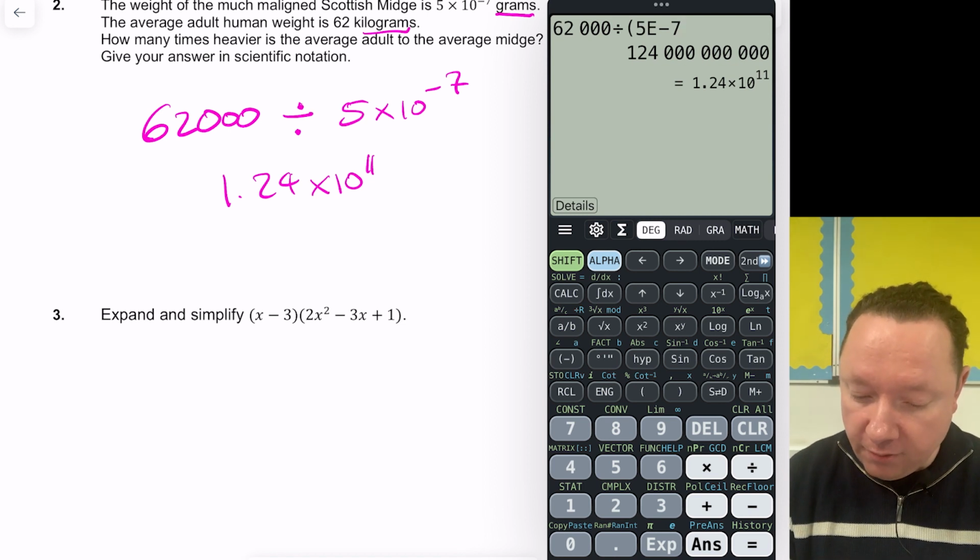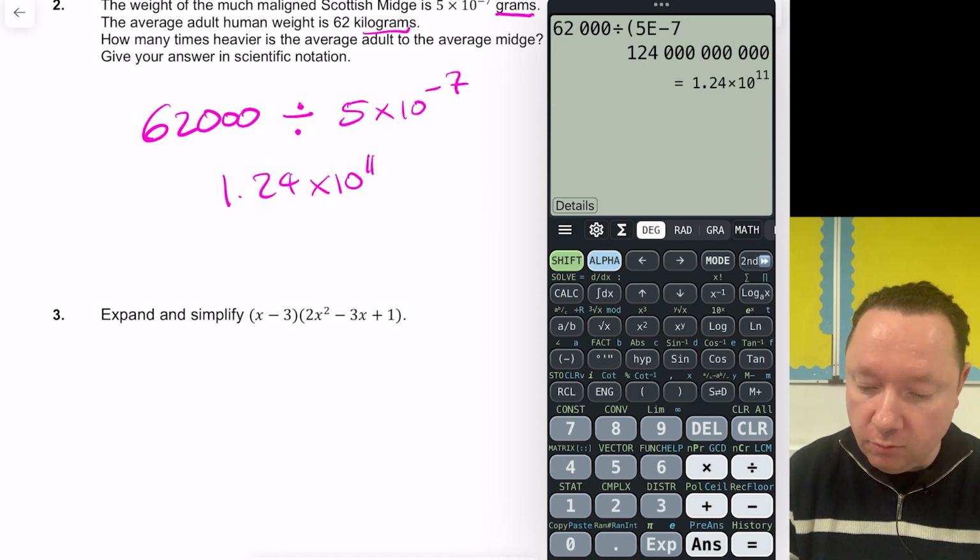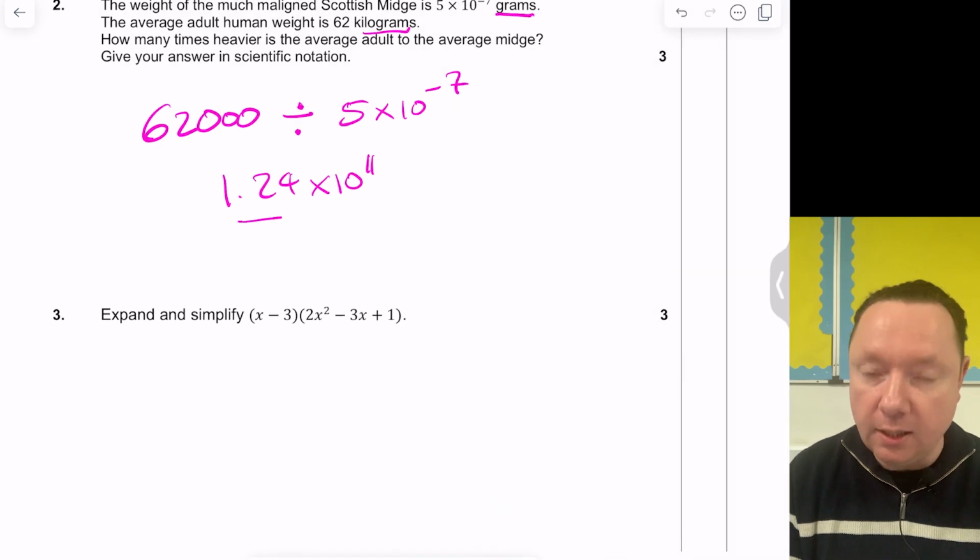Now, if your calculator didn't give you it in scientific notation, you'd have to work it out yourself. So it's all the numbers after the 1. 1, 2, 3, 4, 5, 6, 7, 8, 9, 10, 11. 1.24 times 10 to the 11. And we're done there.